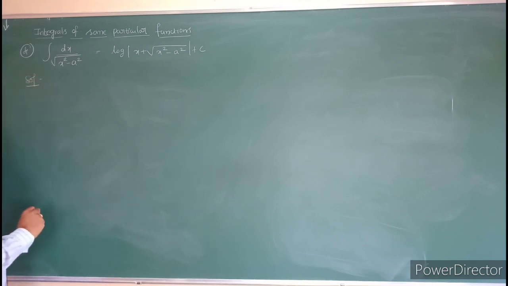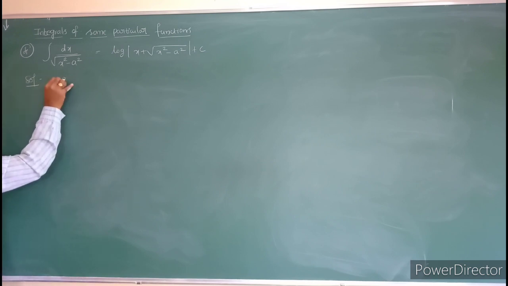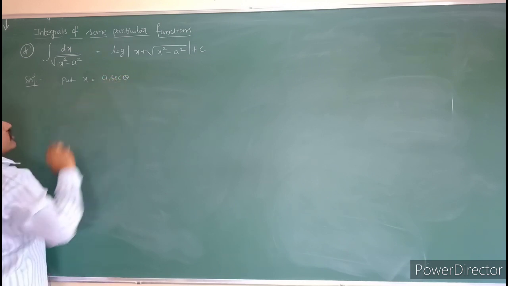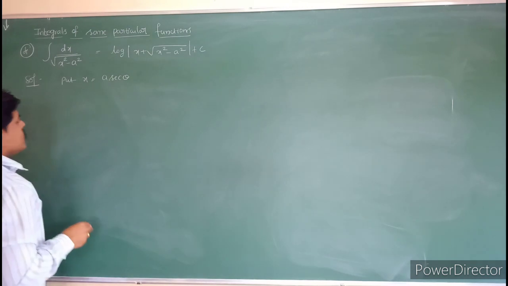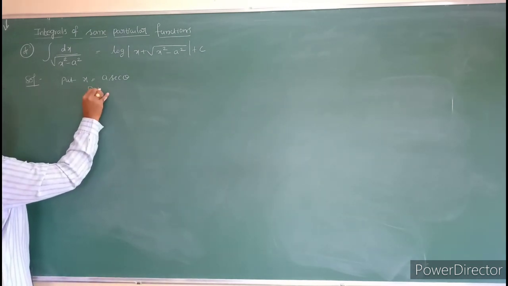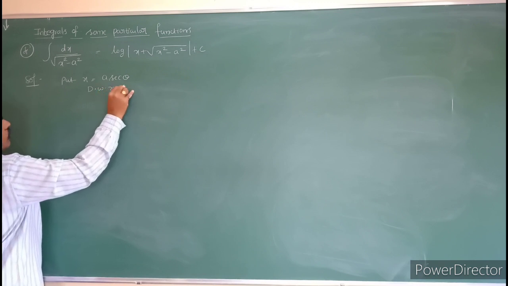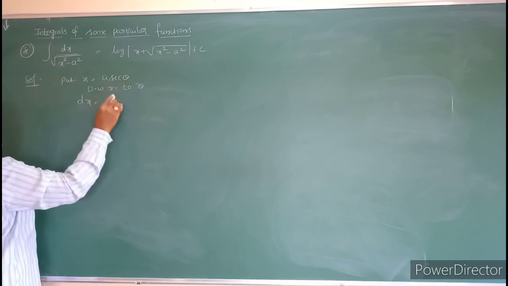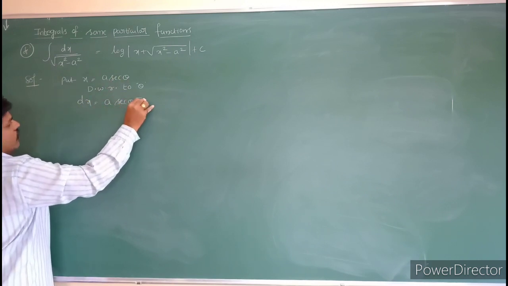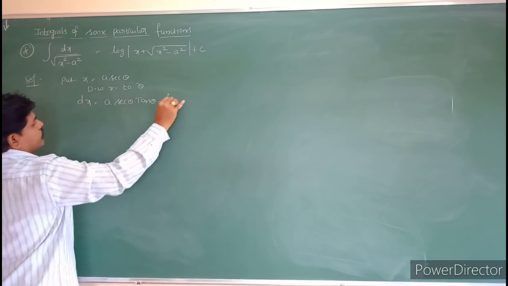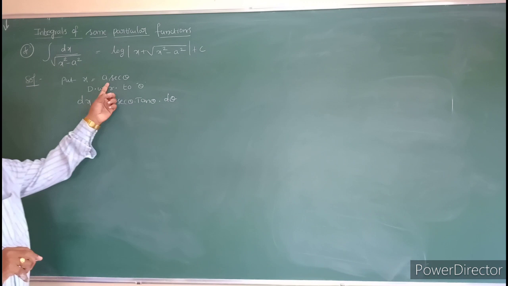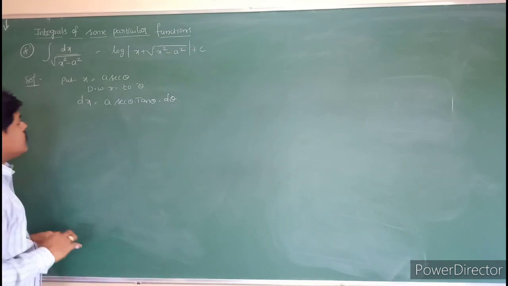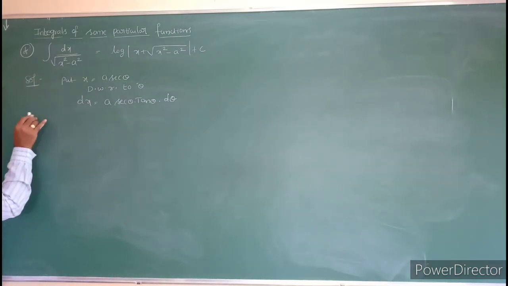What we will take here is: put x is equal to a secant theta. Differentiate with respect to theta. So dx is equal to a into secant theta into tan theta into d theta, since the derivative of secant theta is secant theta into tan theta. Take this value here, students. So what is the I?